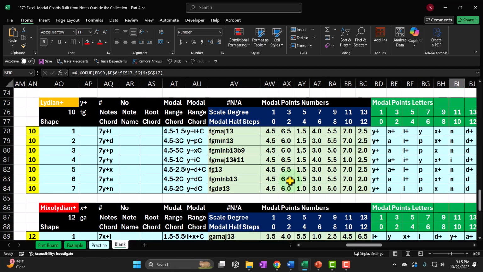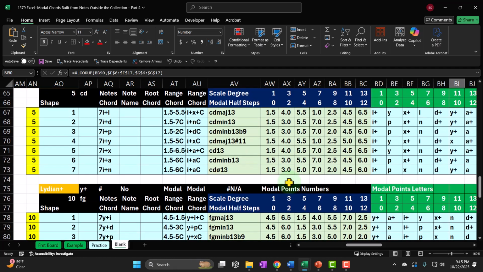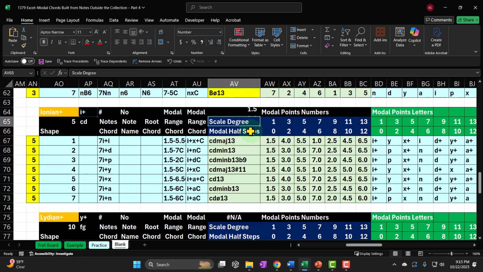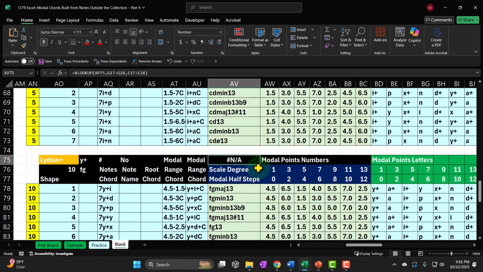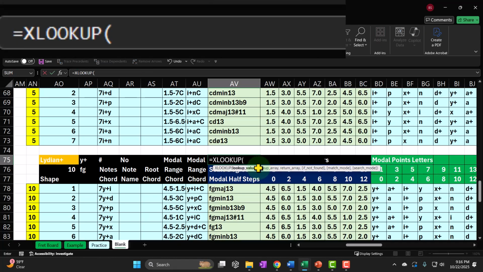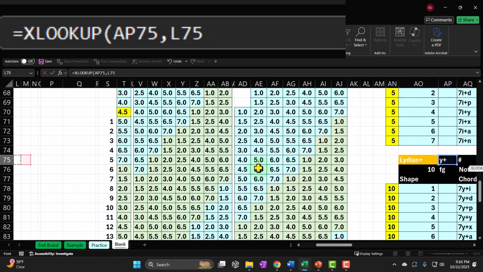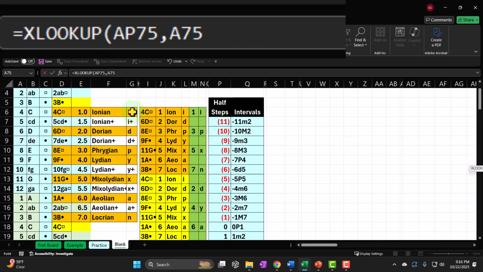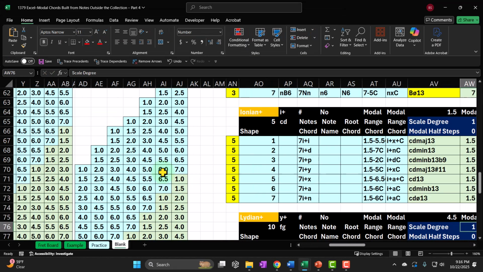So then, why? Then this needs to be this 1.5. Let's look this up. I didn't have this. This is going to be equal X lookup. I want to find this Y plus, comma. Where do I want to find that? I want to find that Y plus in here. Boom. So there it is right there. And then comma, return to me these right there, and enter.